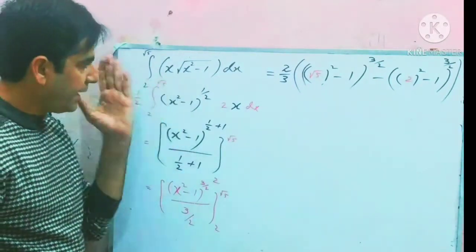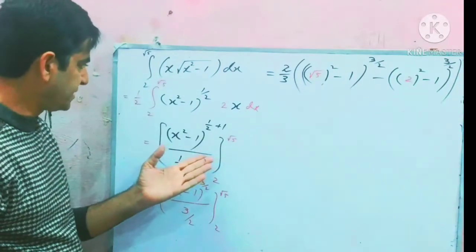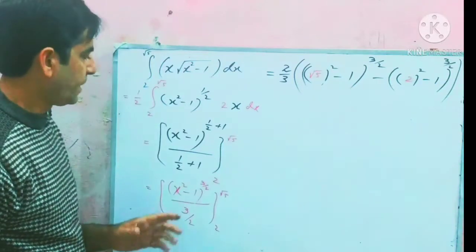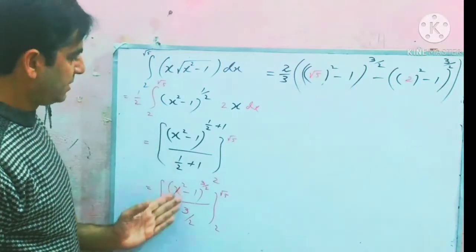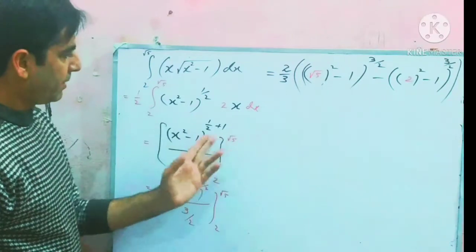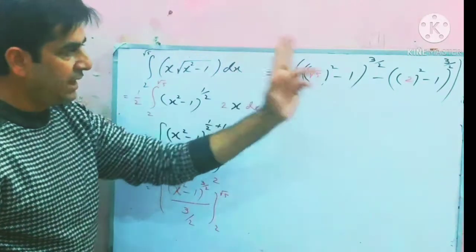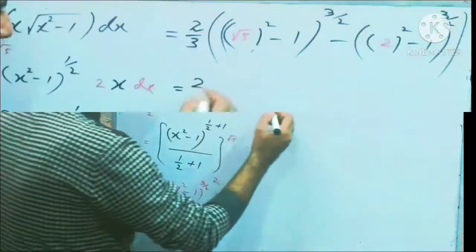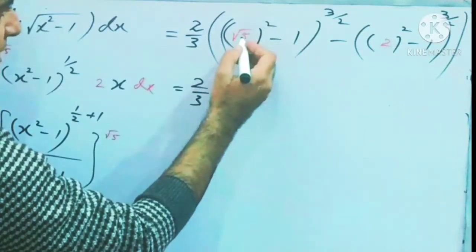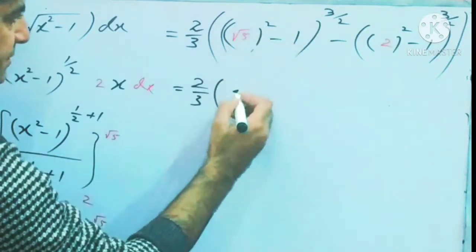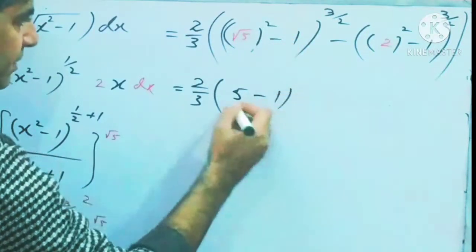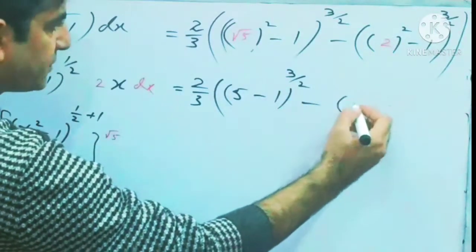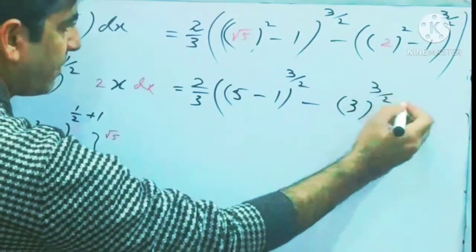Once again, you can watch this. We have integrated as we did in the previous exercises. Also, you should watch the lecture 1 of this definite integral. And now, after that, we shall apply the upper limit and lower limit, upper limit first and lower limit after, and there is minus between them. So here we have 2 by 3, square root of 5 squared is 5, minus 1 raised to power 3 by 2. 2 square is 4, 4 minus 1 is 3, 3 raised to power 3 by 2.